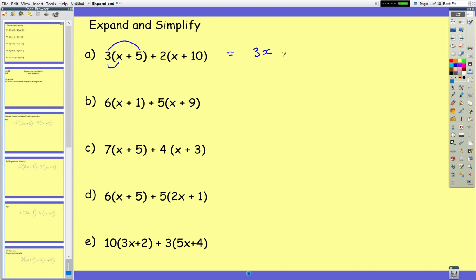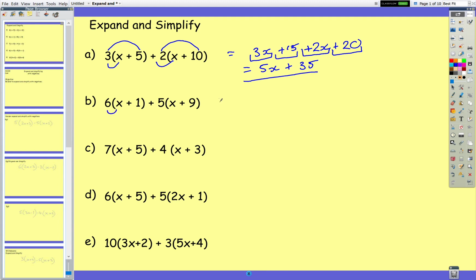3 times positive 5 gives me plus 15. Then the next part here, we've got plus 2 times x, which gives me plus 2x. And then 2 times 10 gives me 20, and it's positive because we've got plus 2 times plus 10. If we tidy it all up, 3x, and don't forget your plus 2x, gives me 5x. And then plus 15 plus 20 gives me plus 35. Nothing I can do with that now, so that is my final answer.